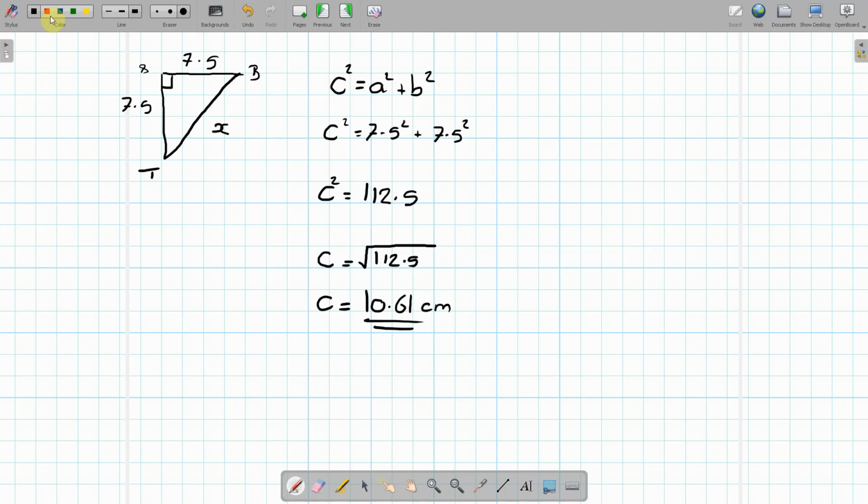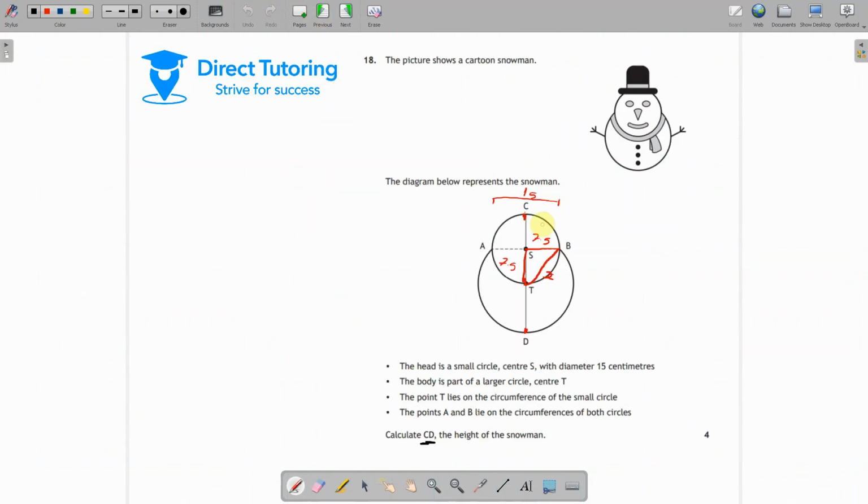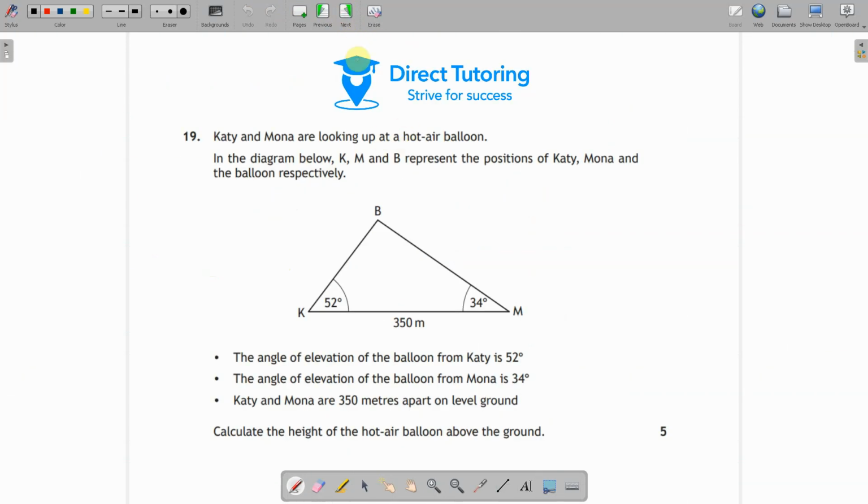Now what that means, if we go back to the diagram, is that this length here is then 10.61, and we know from this point to that point is 15. So the length of CD becomes 15 plus 10.61, which then becomes 25.61 centimetres. Quite a tricky question, and one which caused quite a lot of problems in the paper.